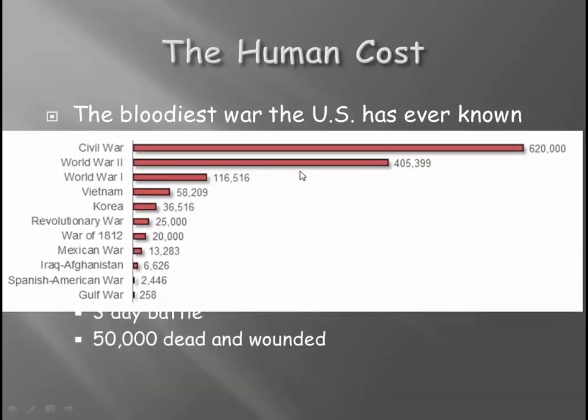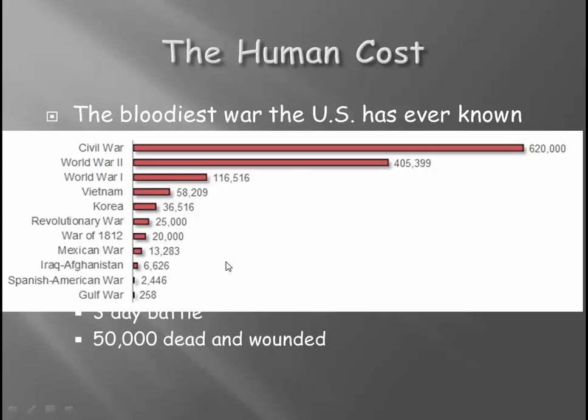When you look at the overall casualties, I'd like to pull this out only because it really kind of sets you up here, right? World War II, 400,000. World War I, 116,000, and then it really tapers off from there. Really compare that to all the other wars. It's pretty devastating to our nation.